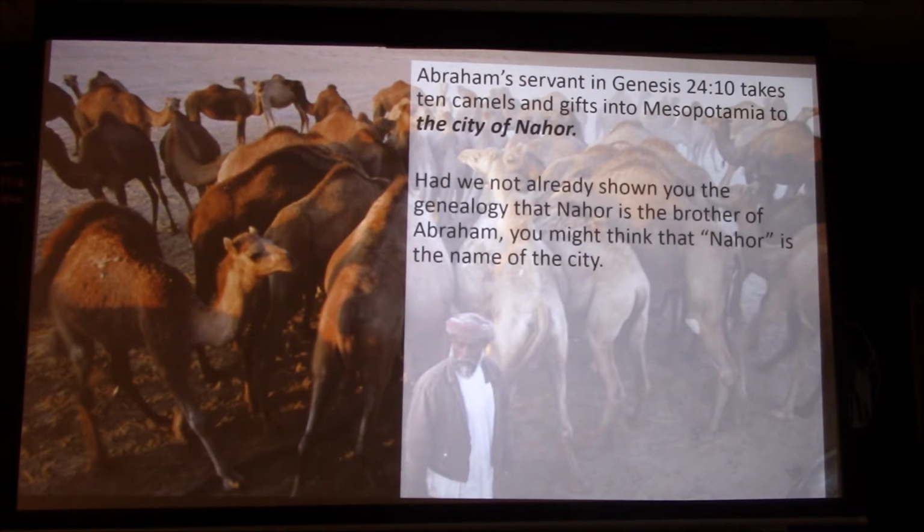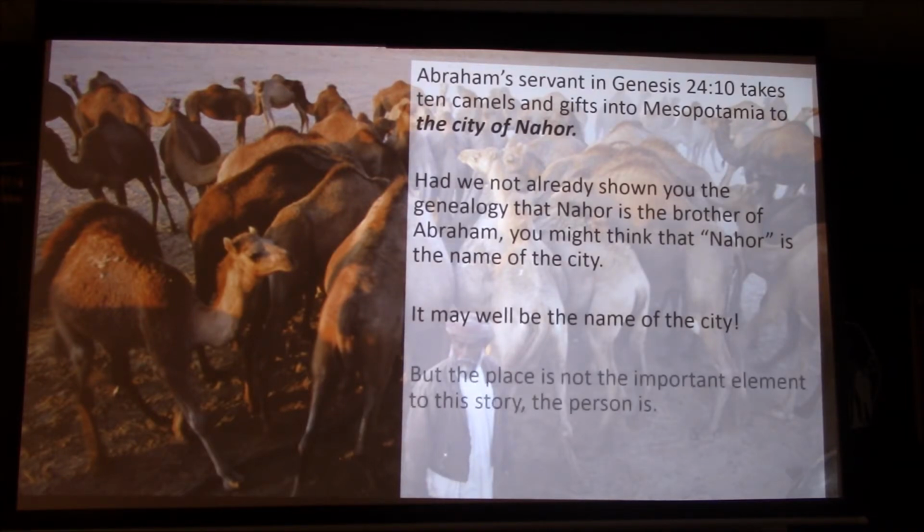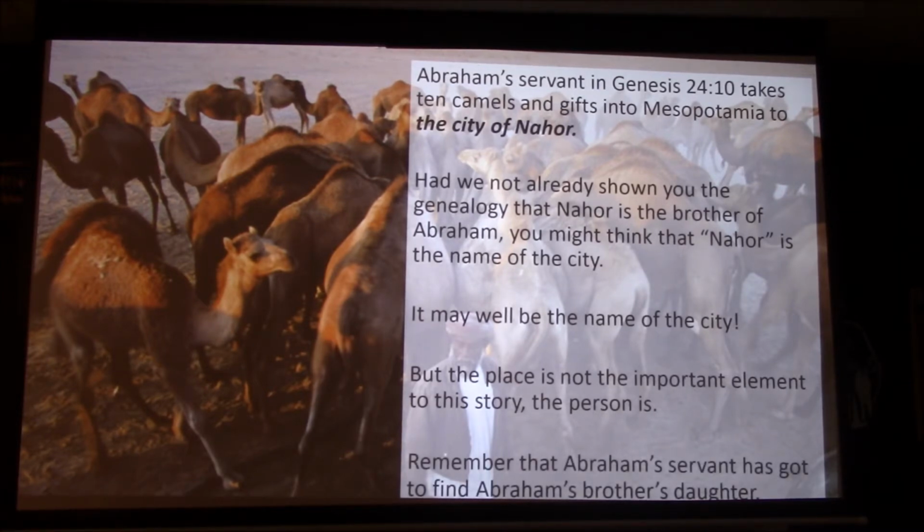Now when you look at the term city of Nahor, is Nahor the name of the city? Or is Nahor the name of the brother of Abraham? Well, it may very well be the name of the city in addition to being the name of the brother of Abraham, but that's not important. The place is not important. That's not the important element of the story. The person, Nahor, is important because remember, Abraham's servant has got to find Abraham's brother's daughter.